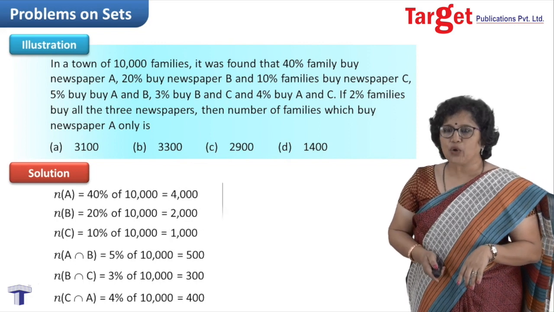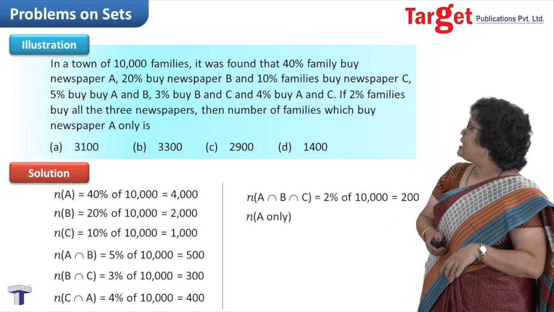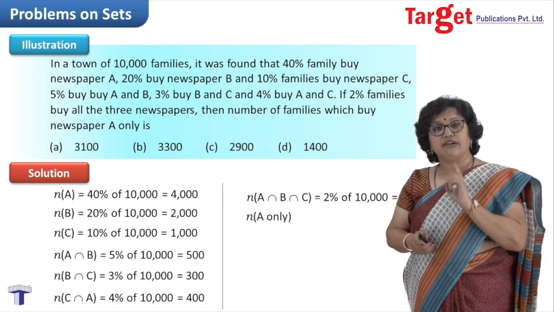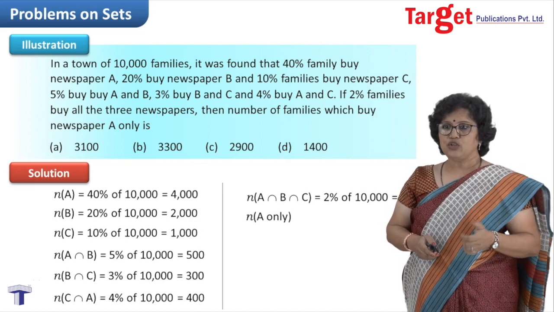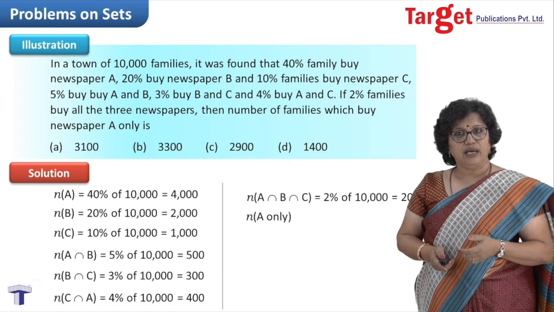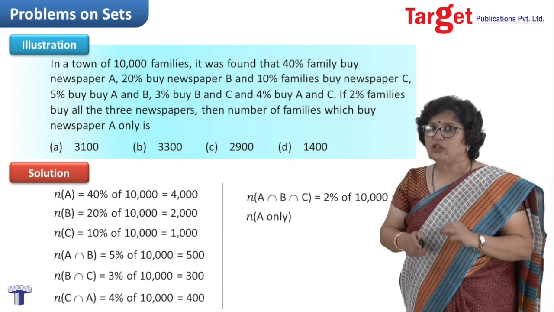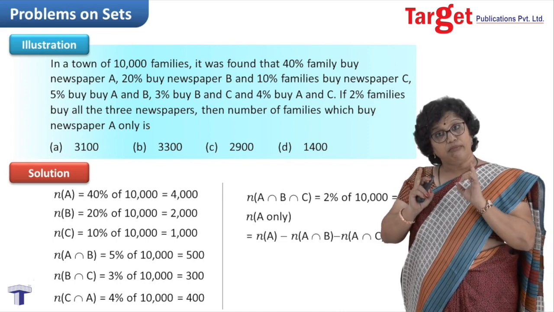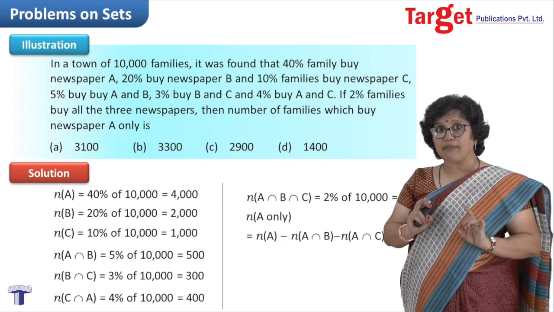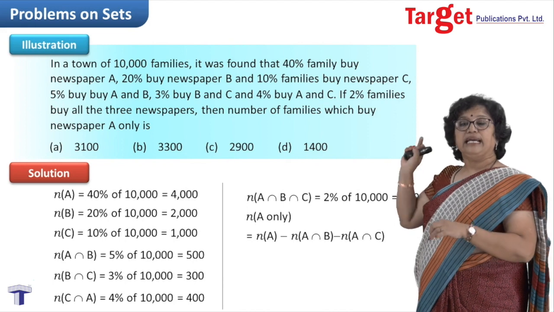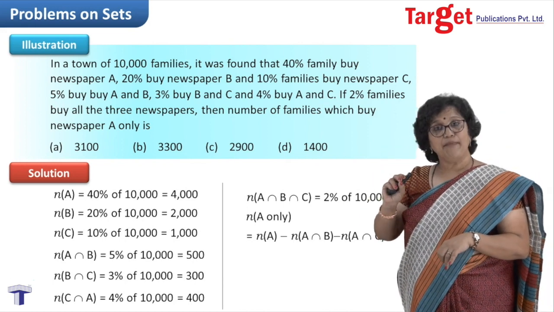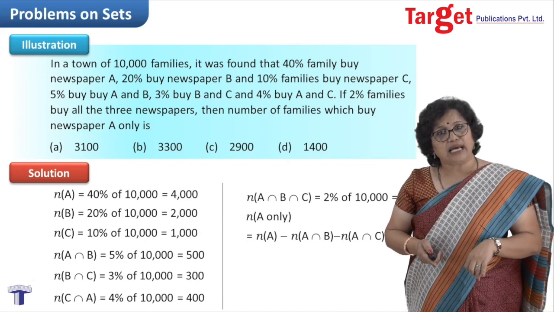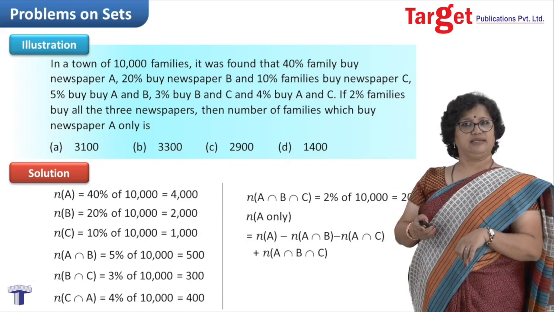And the question says that we have to find only A. Remember that. We go to the next and find A intersection B intersection C. We have not yet written that information. It is given to be 2% of 10,000, so it is nothing but 200. Now, the number of people who read only paper A, how is that to be obtained? Please draw a Venn diagram and check what I have written. It is N of A minus N of A intersection B minus N of A intersection C.